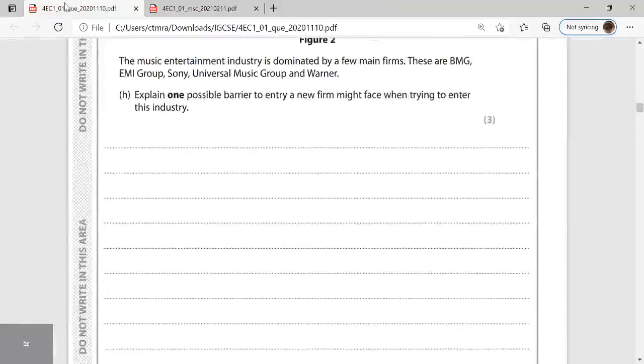Explain one possible barrier to entry a new firm might face when trying to enter this industry.